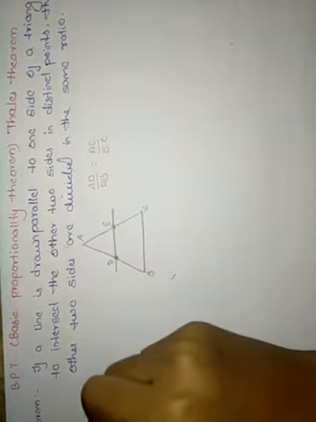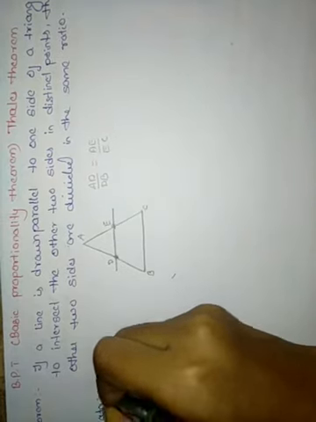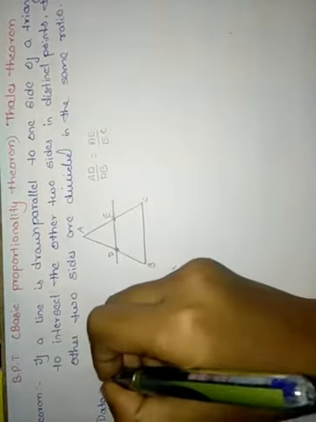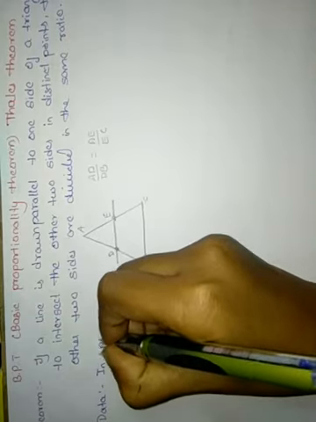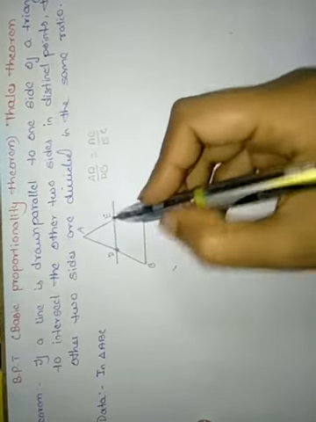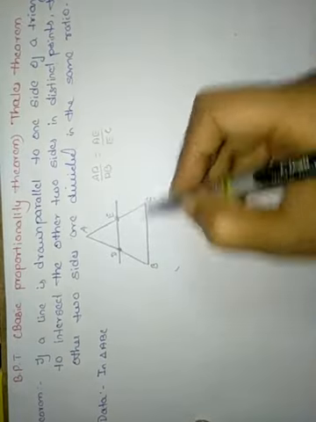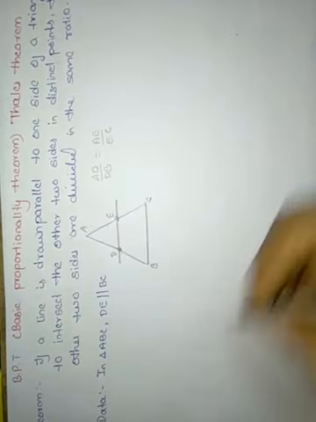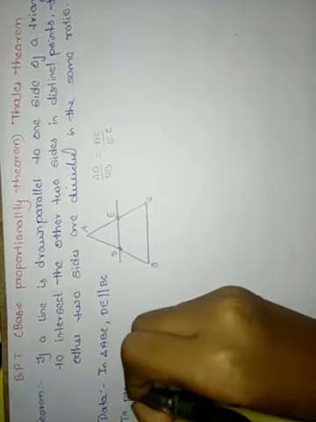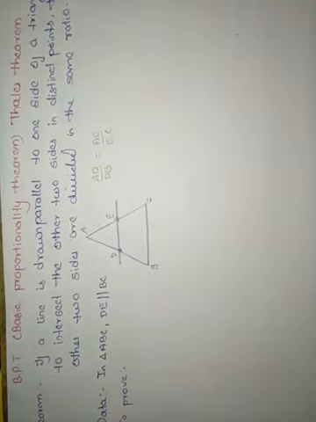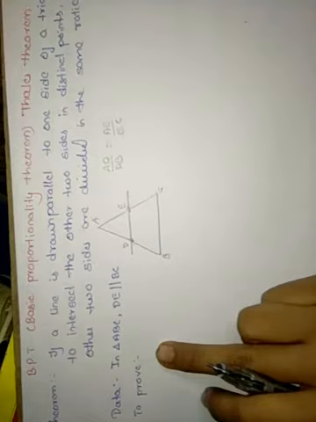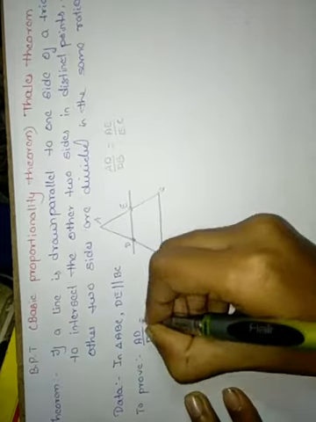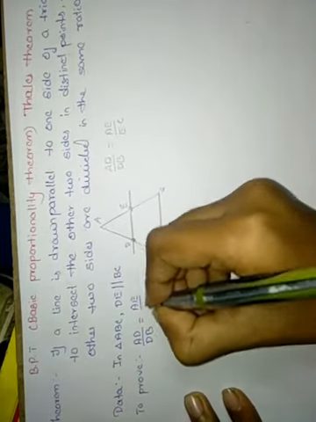First, that is data. Here data means we'll write the given conditions first. Here in triangle ABC, they have given a line which is parallel to BC. That line DE is parallel to BC here. Now, to prove, what will we do? We need to prove that AD divided by DB is equal to AE divided by EC.